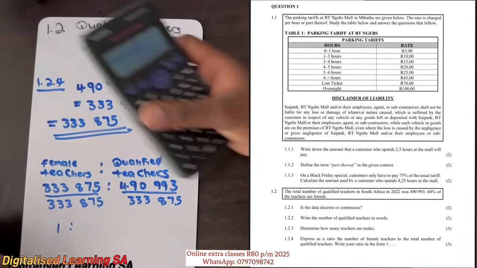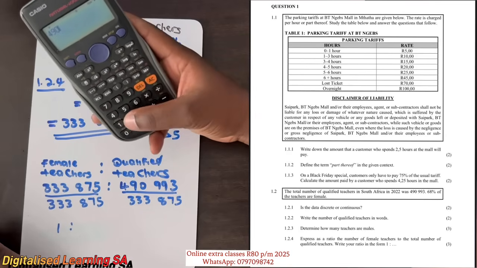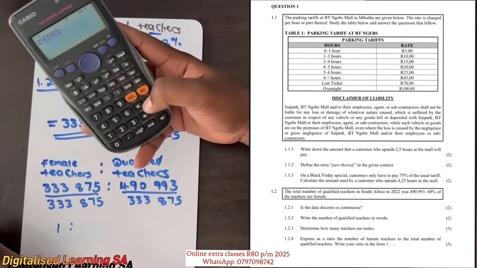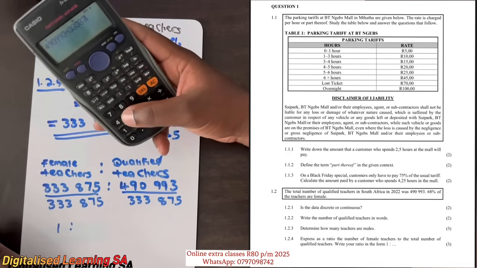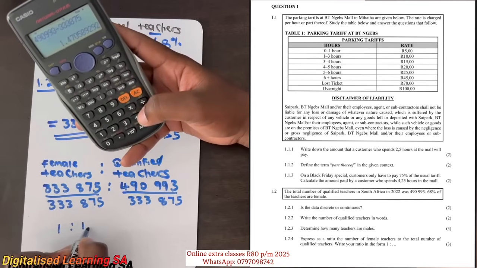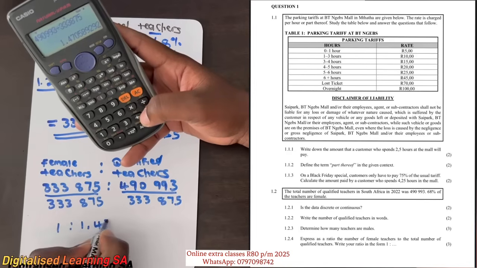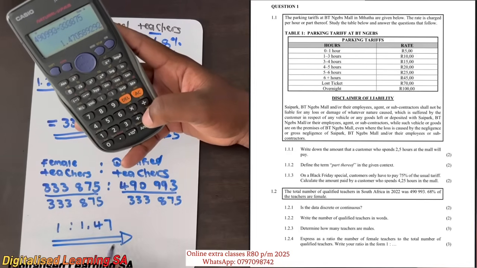And now let's go ahead and divide the other side. So we are going to say 490,993 divided by 333,875. And our answer will be 1.47. And this will be our ratio.